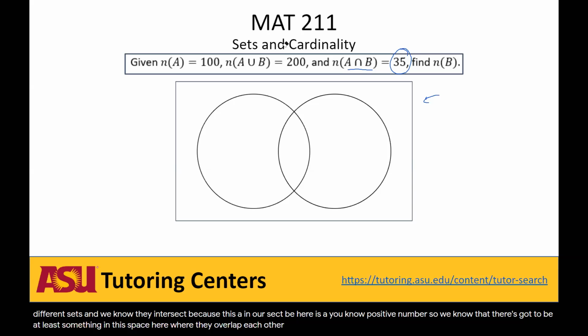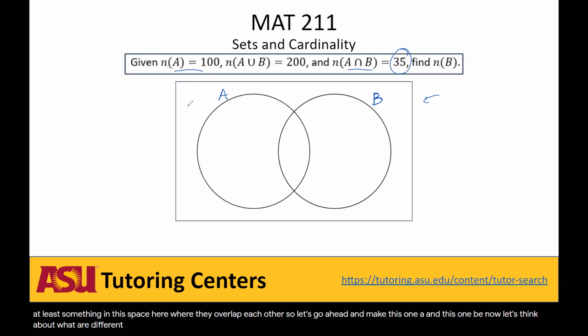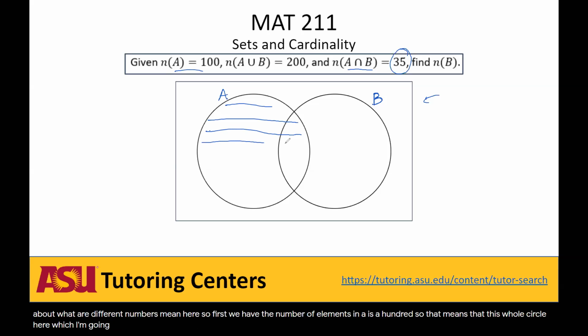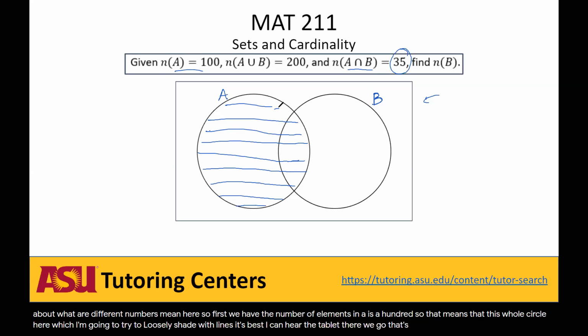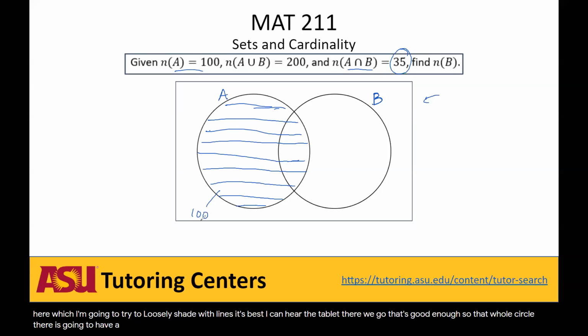So let's go ahead and make this one A and this one B. Now, let's think about what our different numbers mean here. First, the number of elements in A is 100. So that means that this whole circle here, which I'm going to try to loosely shade with lines as best I can here with the tablet, there we go, that's good enough. That whole circle is going to have 100 of whatever is in our sets in it.